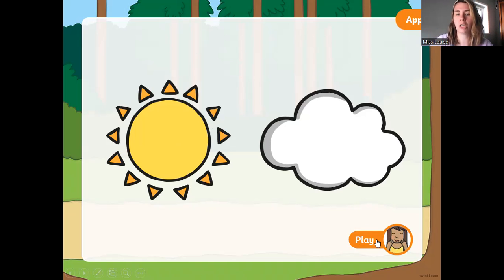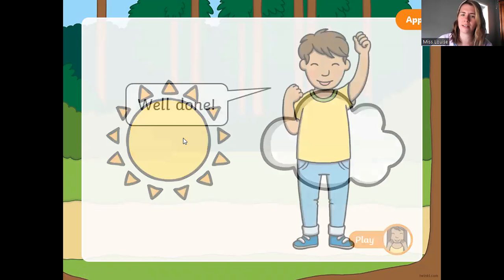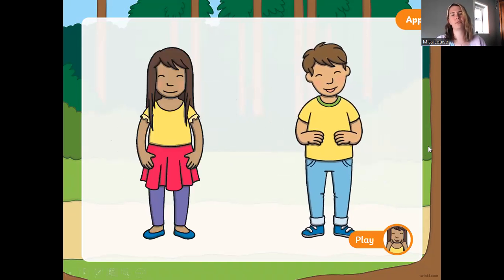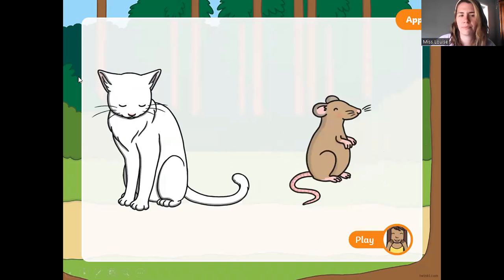So you might give them a clue, say, oh, well, what's the first sound we hear? Oh, it's the S sound. Okay. Which word starts with the S sound? Oh, it's sun. Well done. And it will carry on like that for lots of different pictures.